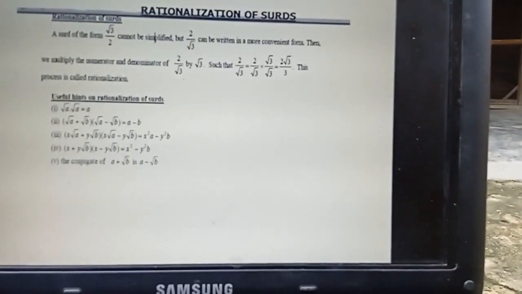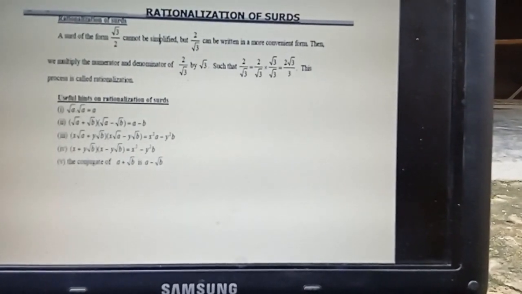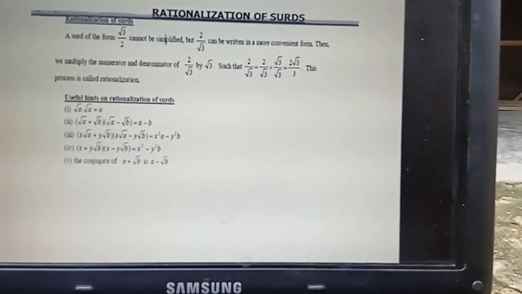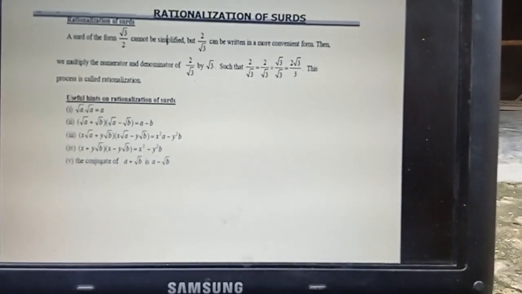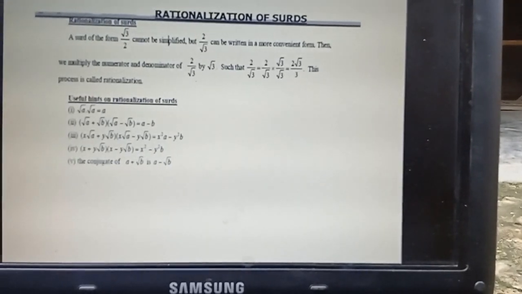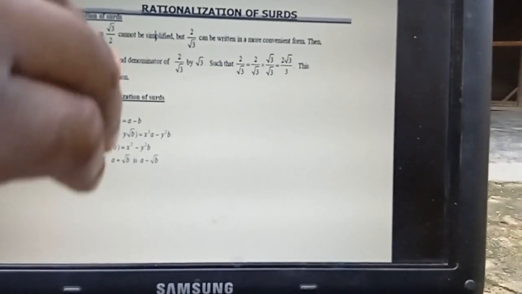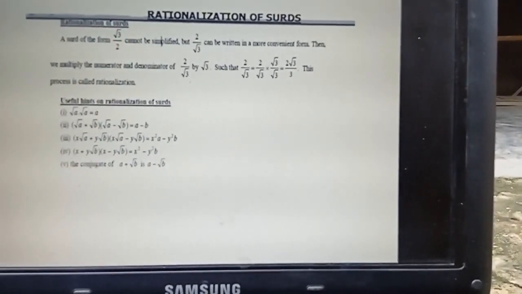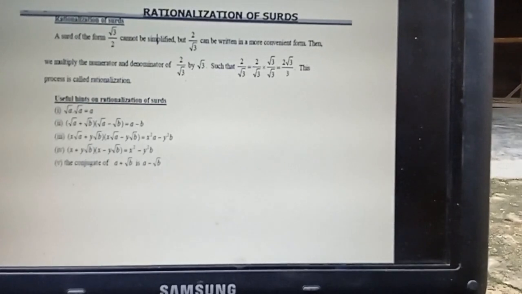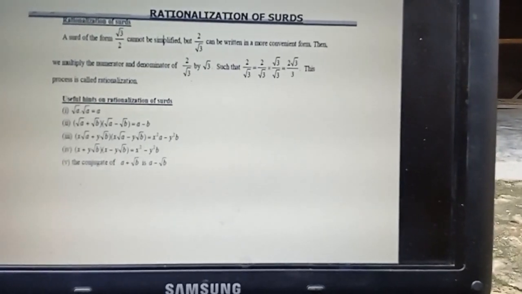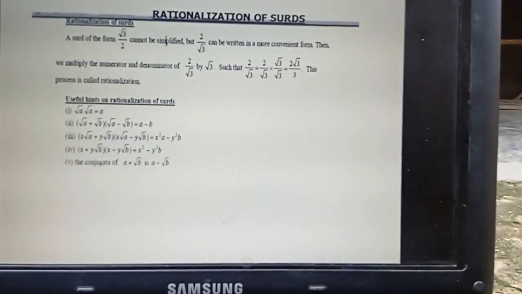Rationalization of surd. When you say rationalization of surd, it means to rationalize a given surd. Can be simplified. When you have a surd like this one, it cannot be simplified. Rather it can be written in a more convenient form.